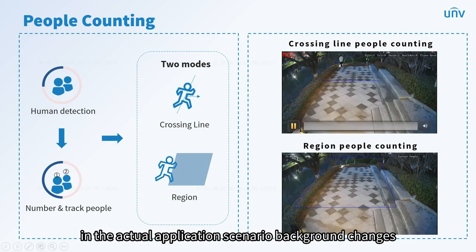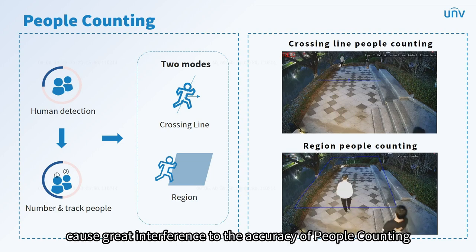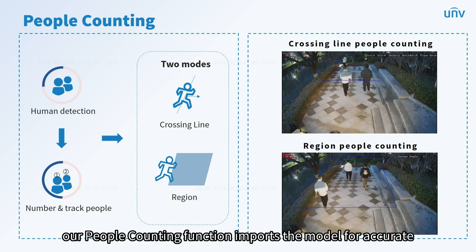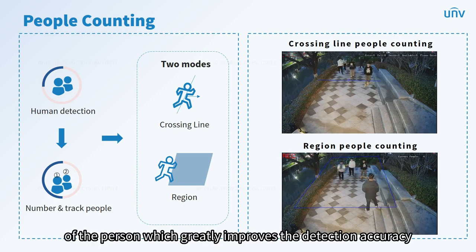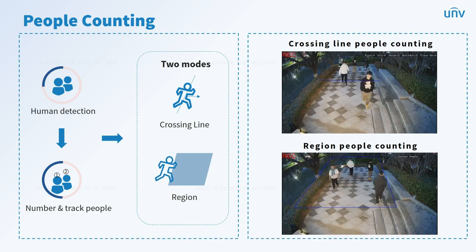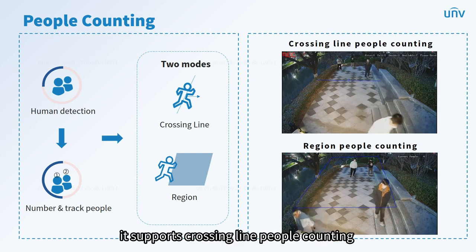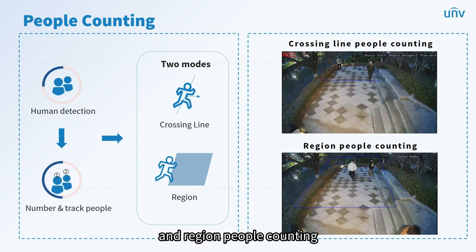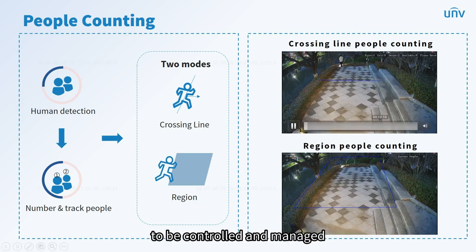In the actual application scenario, background changes, human deformation, personnel obscuration, and other factors cause great interference to the accuracy of people counting. Our people counting function imports the model for accurate matching by calculating the head and shoulder width of the person, which greatly improves the detection accuracy. After detecting and tracking people, it supports crossing line people counting and region people counting. This allows the number of people in the area to be controlled and managed.